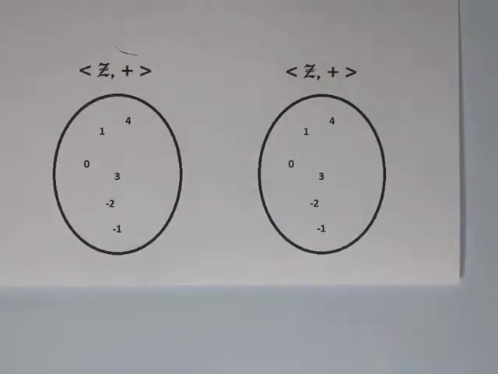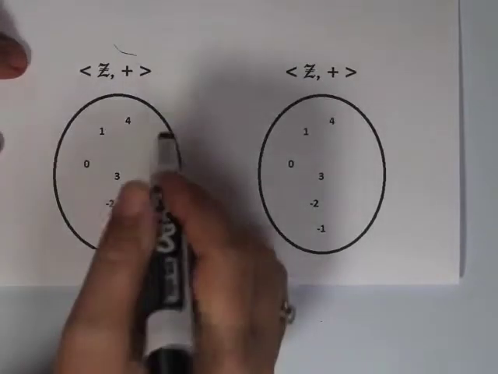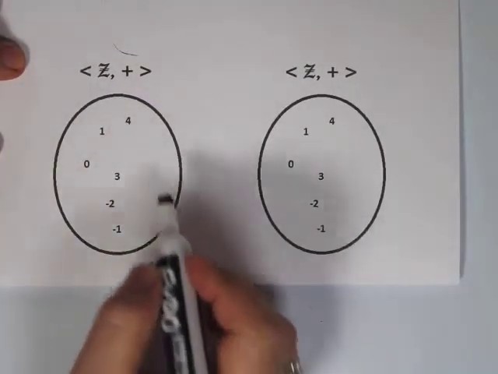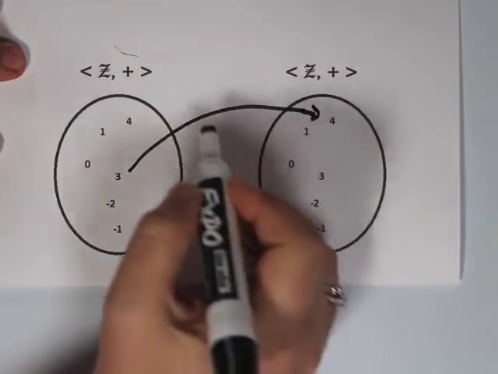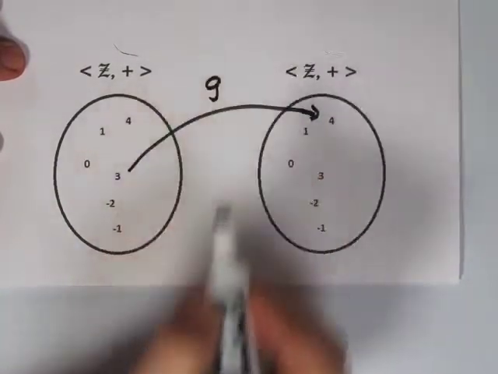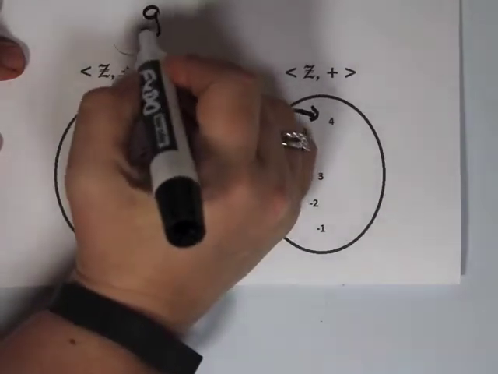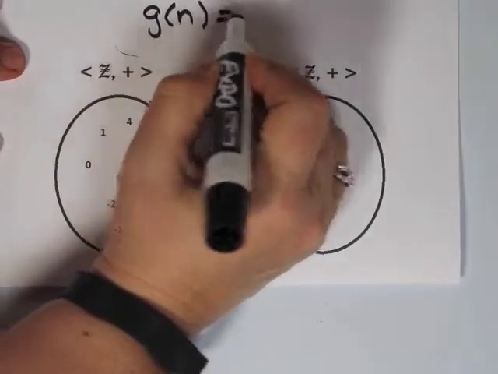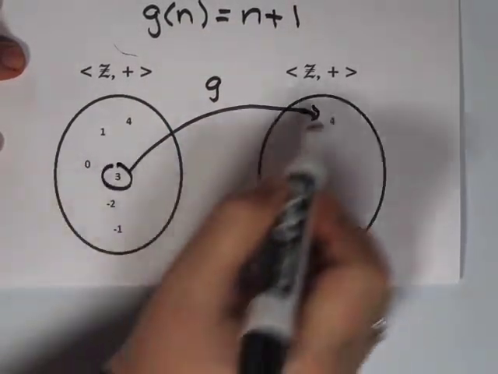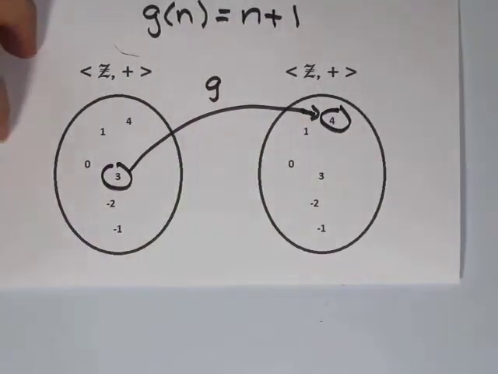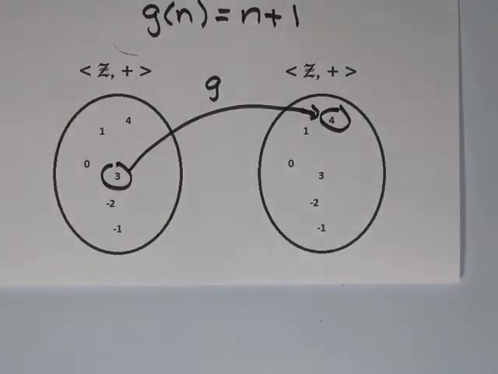Okay, so how about I try something different? This time, I'm going to create a mapping that takes a number over here and maps it over here, and I'll call this mapping G. In this case, G of n will map to n plus 1, so like 3 will be mapped to 4. Cool. So you'd think that would work, but in fact this also fails because this is not a homomorphism.